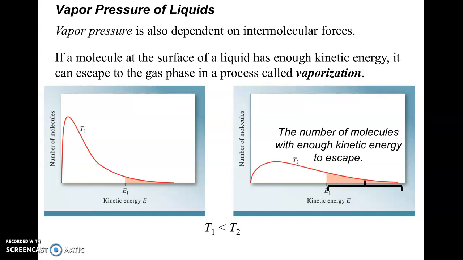vaporize from a liquid. Now, if you have a higher temperature, which is shown on the right side, that curve, that distribution of energies, is spread out, and so you have more molecules at a higher temperature. There are more molecules that have enough kinetic energy to escape the surface.